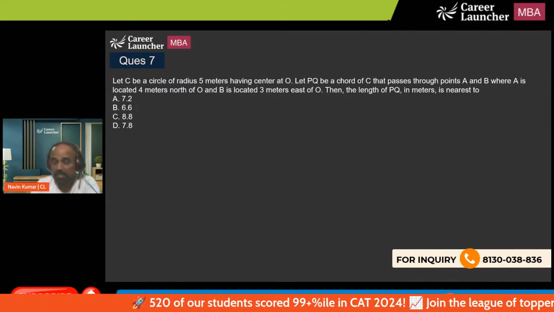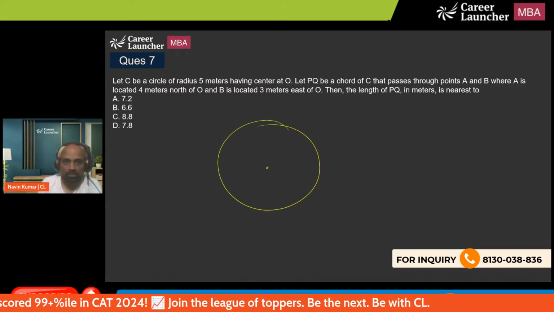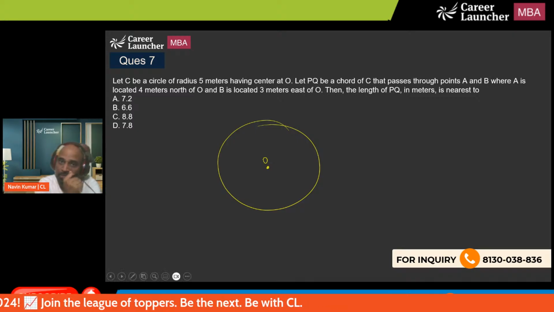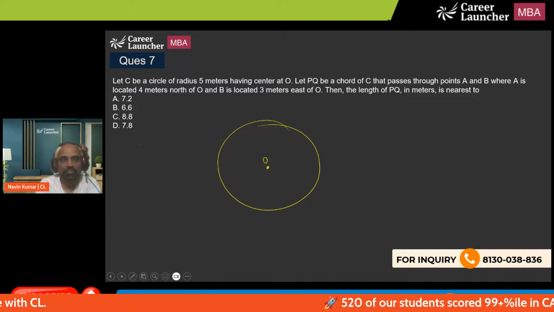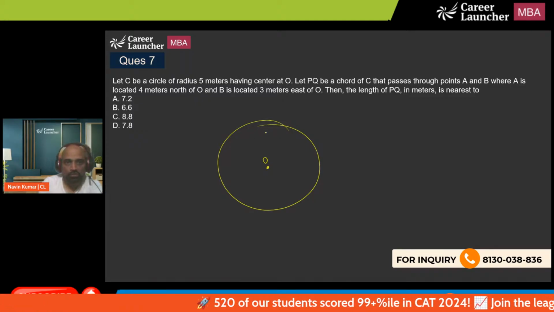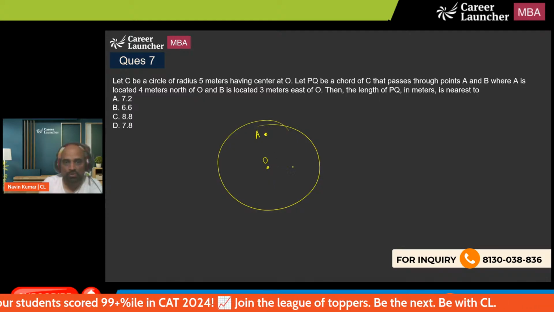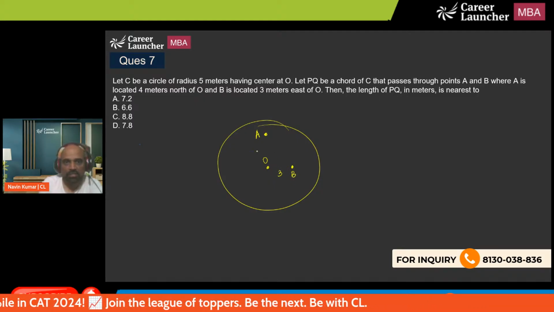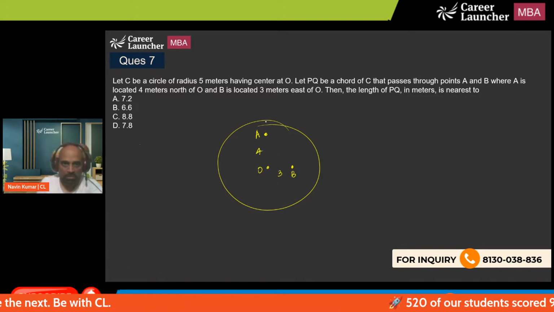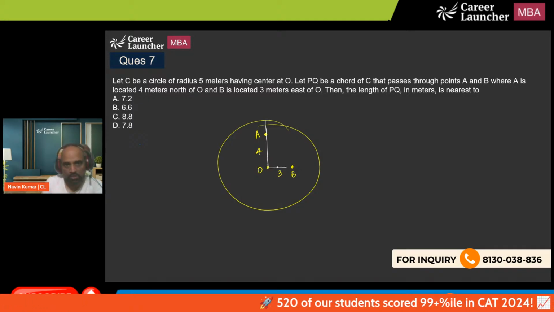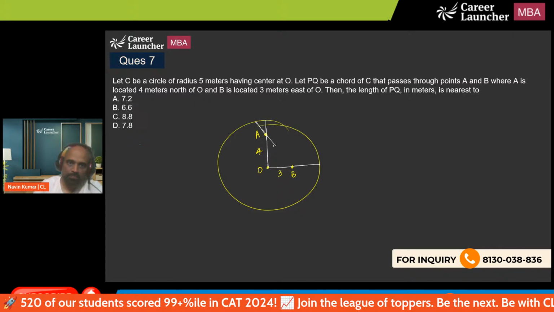Okay. Let C be a circle of radius 5 meters, having center at O. So this is center O. Let PQ be a chord of C that passes through points A and B, where A is located 4 meters north of O, and B is located 3 meters east of O. So this is 3 meters east. This is 3, this is 4, and this point is O. So इसको join कर लेते हैं, इसको join कर लेते हैं. And we need to have a chord PQ जो इससे pass करता है.